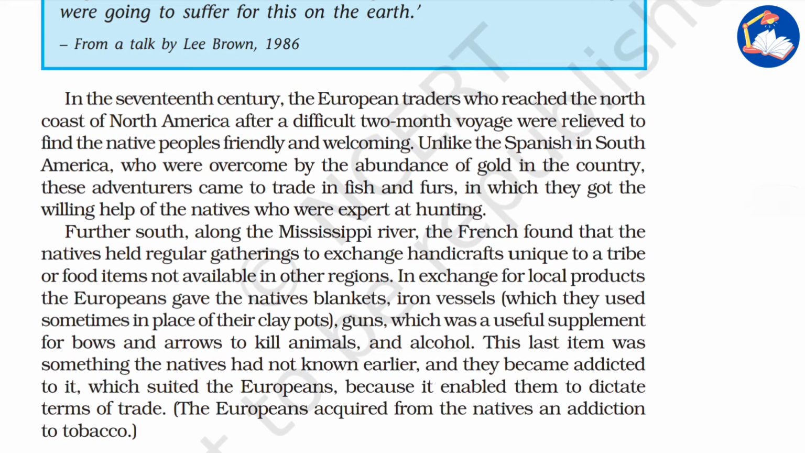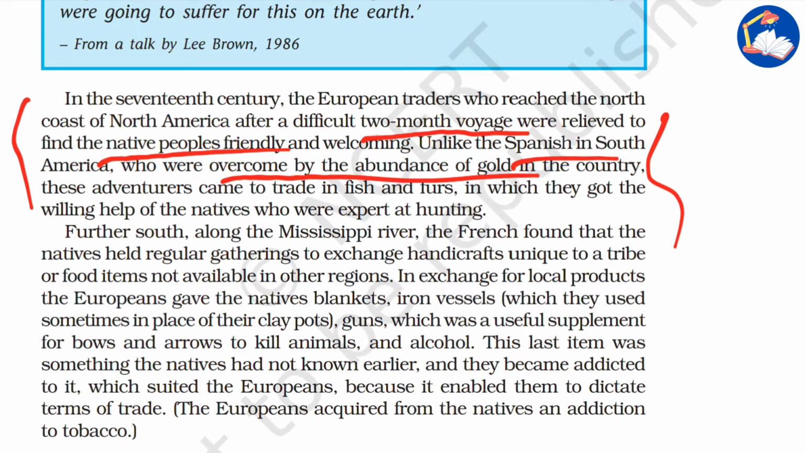In the 17th century, European traders reached the north coast of North America. After a difficult 2-month voyage, they were relieved to find the native people friendly, just like in the South American case. These people were friendly and welcoming, unlike the Spanish in South America, who were overcome by the abundance of gold in the country. These adventurers came to trade in fish and furs.